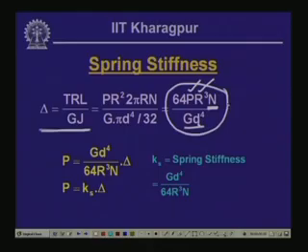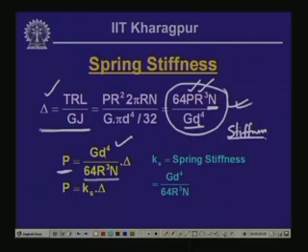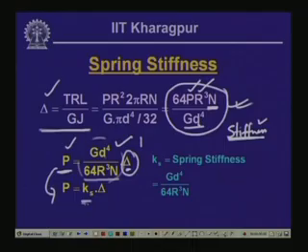Now, if we write this expression in a slightly different way, representing P as a function of the displacement delta, we get P equal to G d to the power 4 divided by 64 R cube N times delta. Generally, as we have seen, we define stiffness as the force required to produce unit displacement. Here, if we replace delta by unit, the force we require to produce this unit displacement, that coefficient we define as the stiffness. So, if we write this expression as P equals K suffix S times delta, when delta is equal to 1, the force we get is equal to the stiffness of the spring.